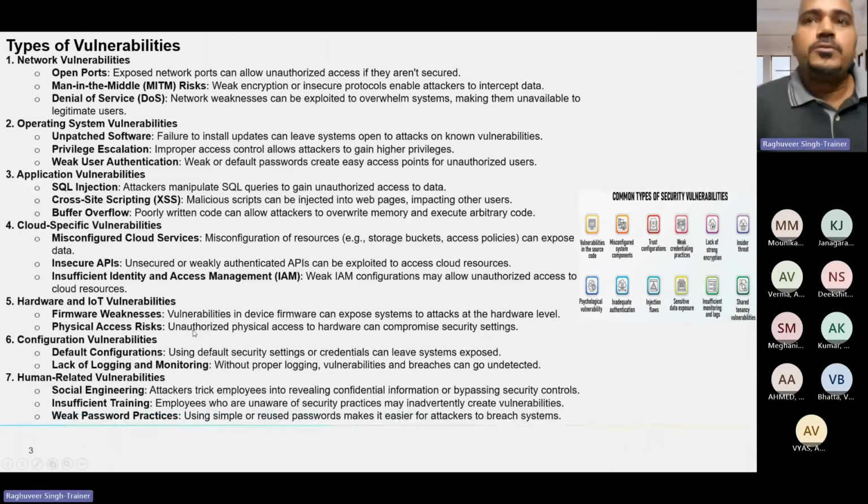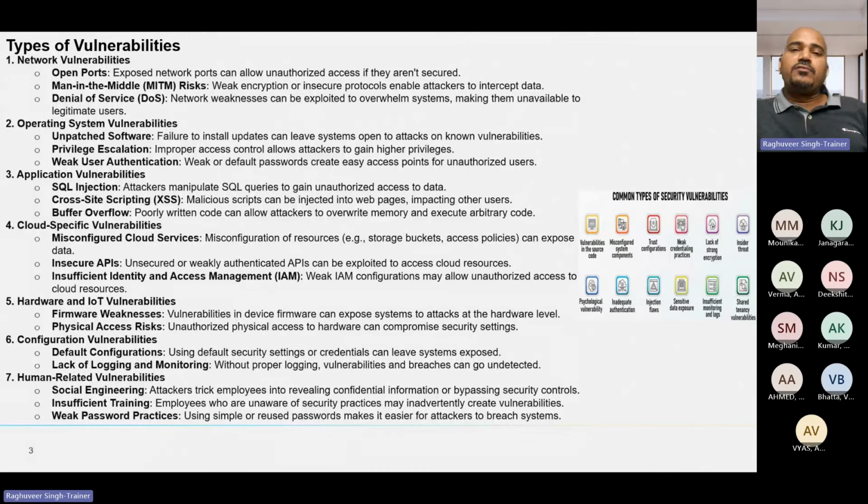Now, these are different types of vulnerabilities. As I said, vulnerability is not only limited to the first three that you have been dealing with, which are network vulnerabilities, operating system vulnerabilities, and application vulnerabilities. It has more to it. Let's first look at network vulnerabilities. Open port is one type of network vulnerability that can allow unauthorized access if they aren't secured.